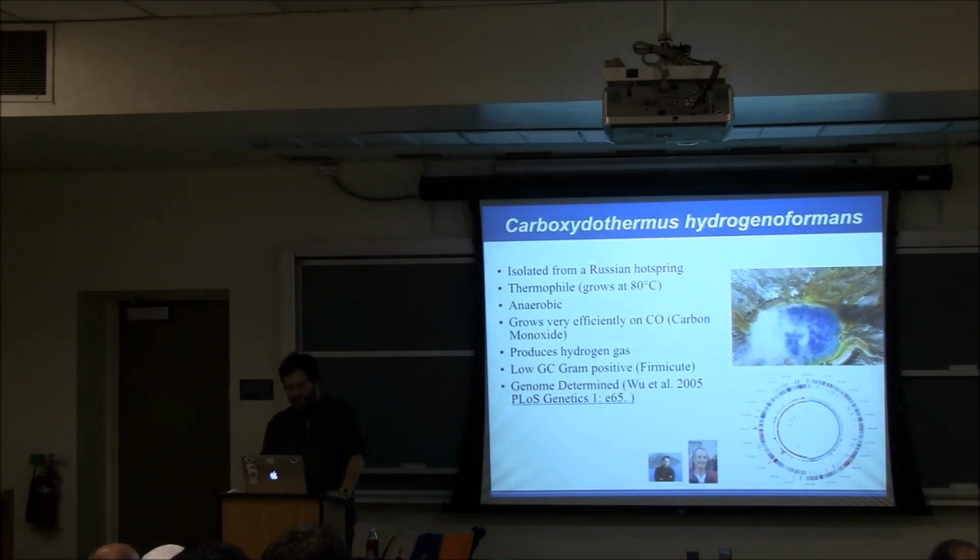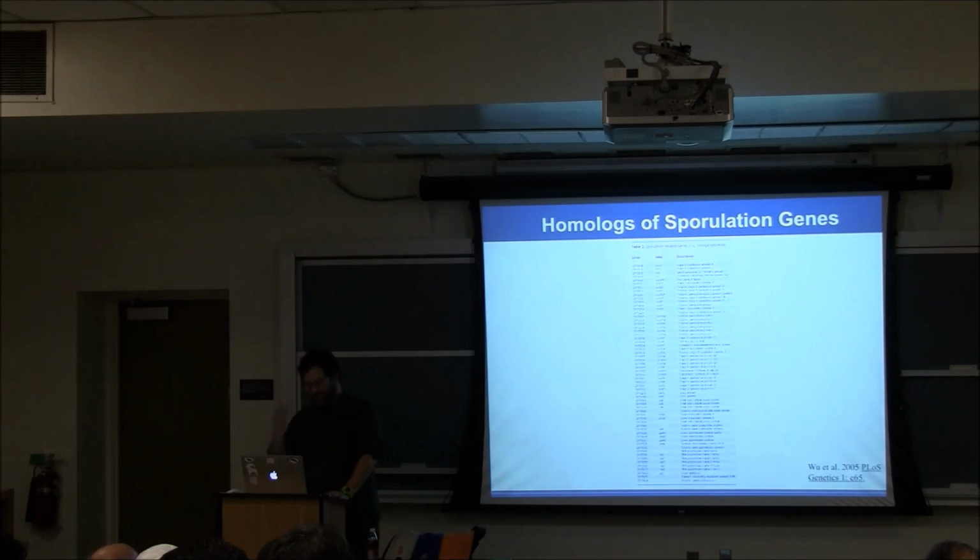So the tool that we focused on in particular, I'll show you in 1 second, but the organism that we did this with is called Carboxydothermus hydrogenoformans, a thermophilic bacterium that was isolated from a Kamchatka hot spring. It's in the Firmicutes phylum, that is, it's related to Streptococcus, Staphylococcus, Bacillus, etc.